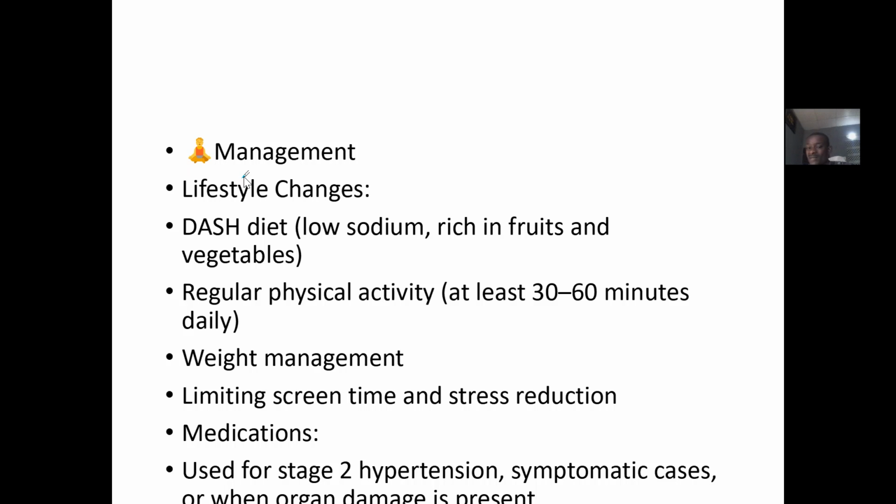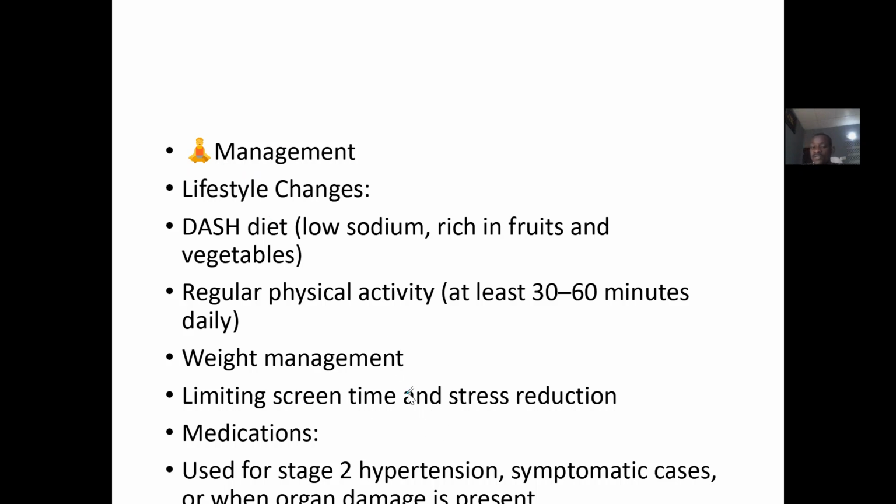Management is lifestyle changes, the first line. So the child has to change the food they eat. Low sodium, they should eat a lot of fruits. Okay, reduce salt intake, eat a lot of vegetables. Regular physical activity, manage their weight.